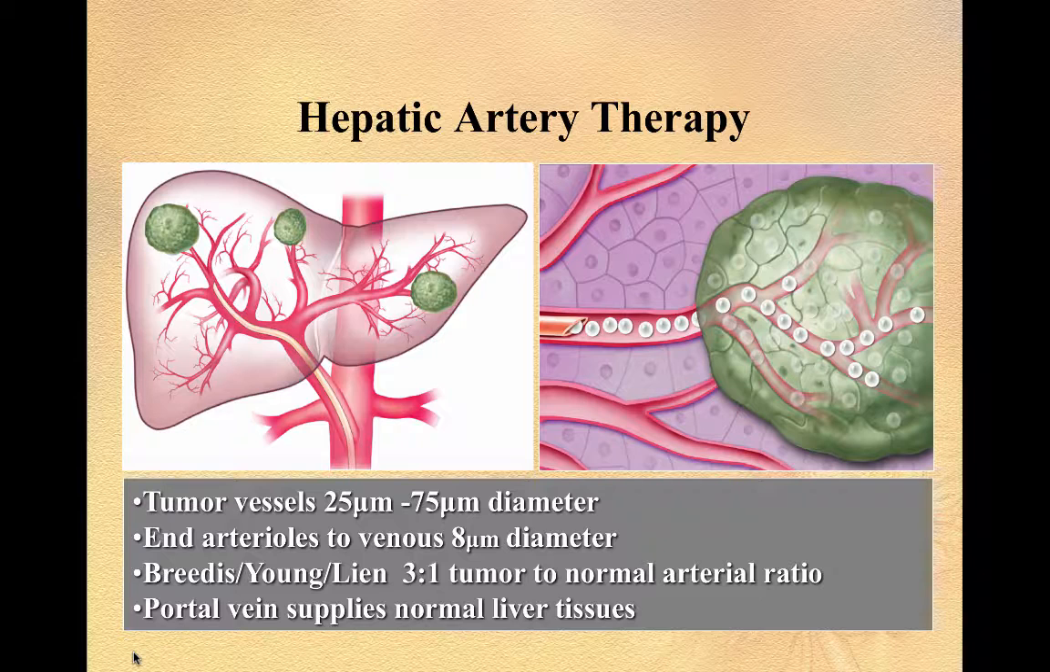We also know that the liver, or the tumors, get up to 100% of their blood supply from the artery. So we don't treat these things from the portal vein. We actually treat them from the artery where they're getting the oxygenated blood supply with the nutrients.